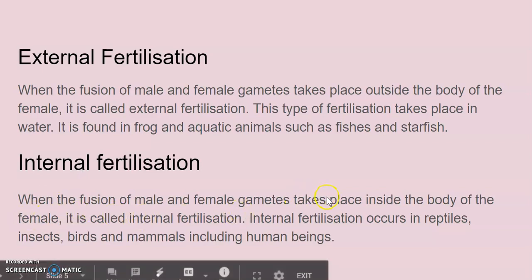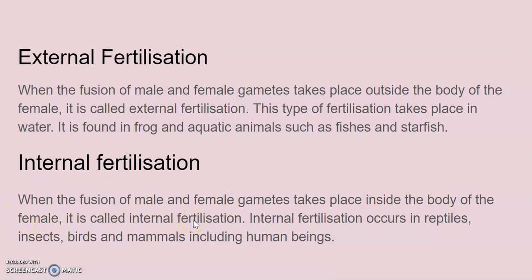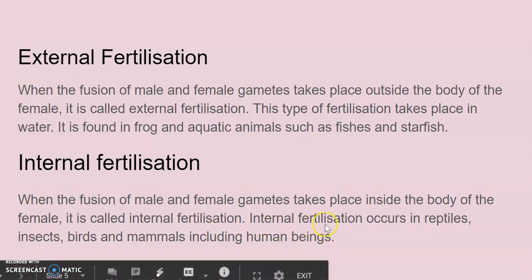Internal means inside. When the fusion of male and female gametes takes place inside the body of the female, it is called internal fertilization. Right? इसे हम क्या बोलते हैं? Internal fertilization. जब fertilization female की body के अंदर होता है, mostly animals में internal fertilization ही होता है. Internal fertilization occurs in reptiles, insects, birds and mammals including human beings.